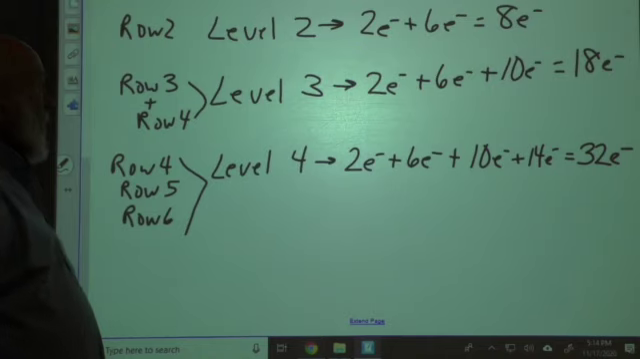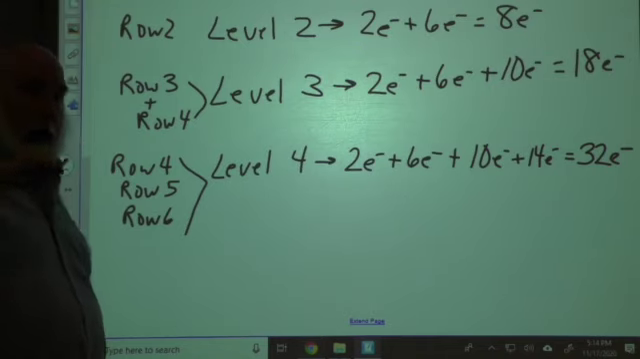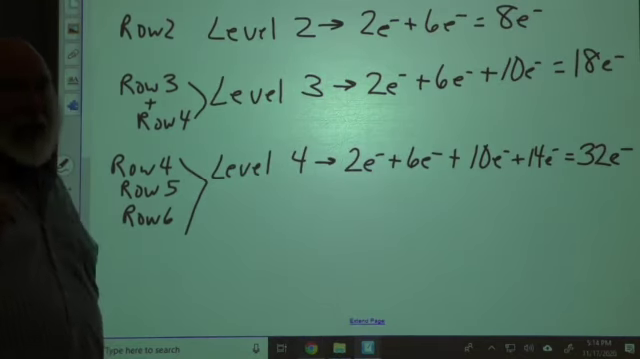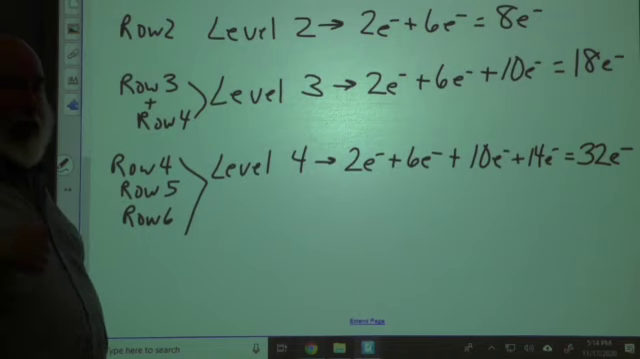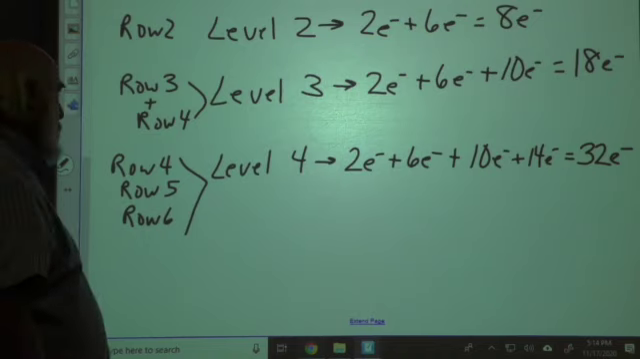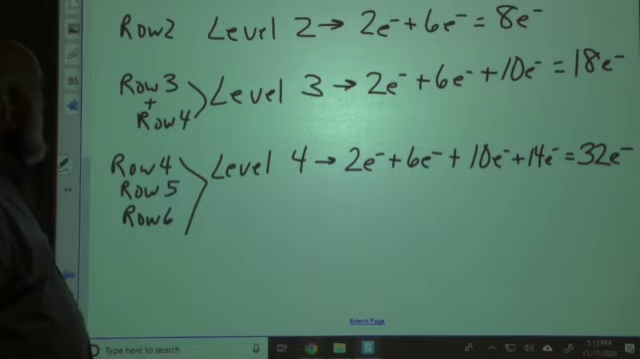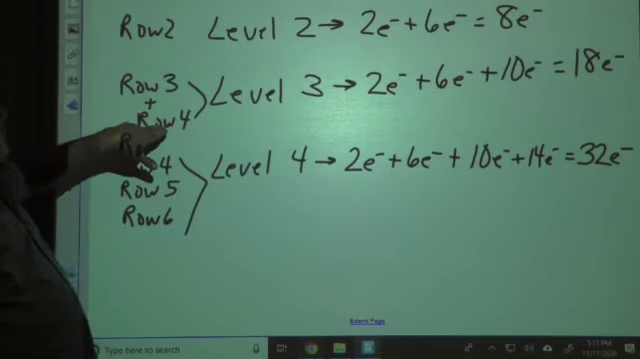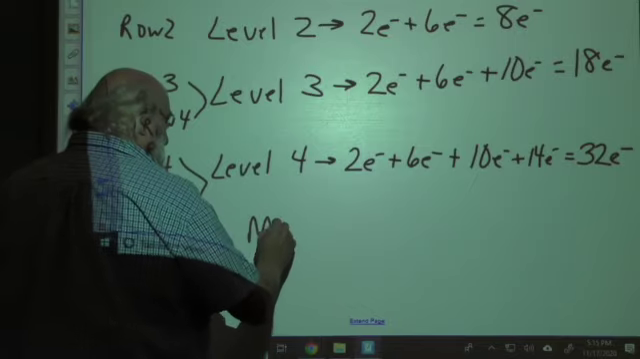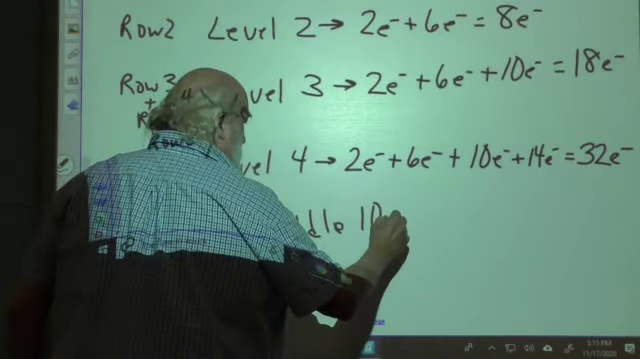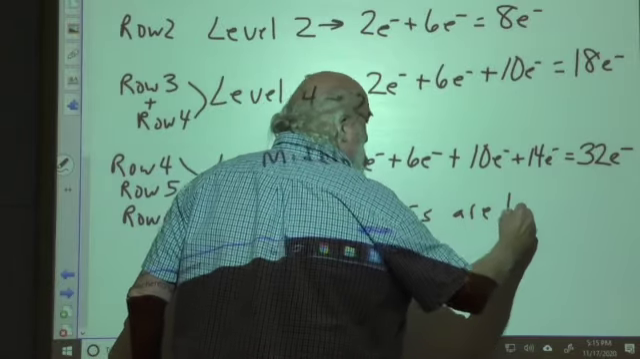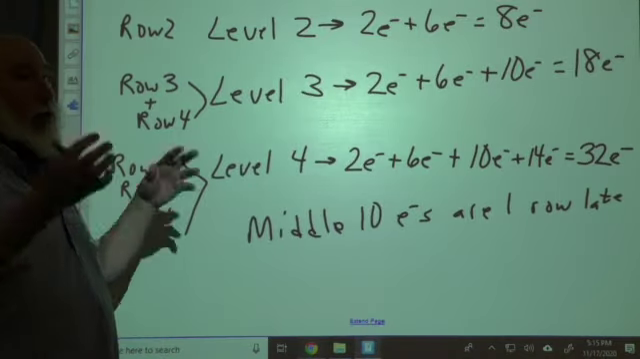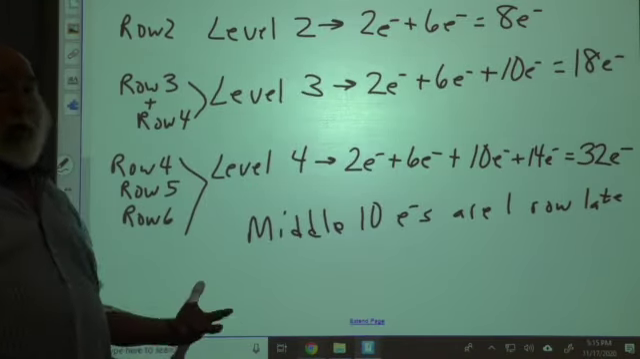Okay? Now, here's where it gets really important to help predict what's going to happen, and it becomes a little easier as we go through what we're going to do in the next 2 days, the next 2 videos. In this particular case right here, because level 3 electrons, those 10 in the middle, didn't show up to the 4th row, then we say those middle 10 are 1 row late. They should have been found in the 3rd row. They didn't show up until the 4th row, so they appear 1 row late.